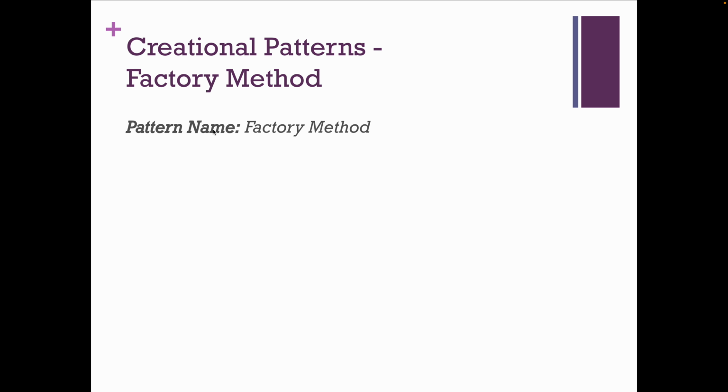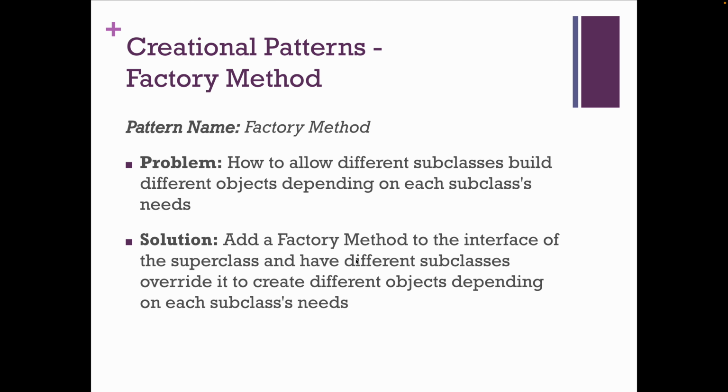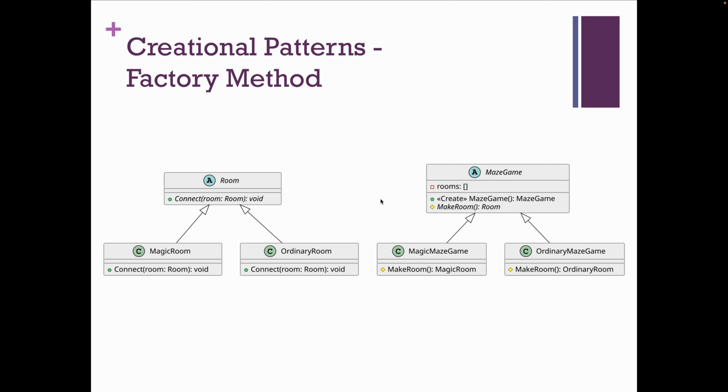But next pattern is factory method. This one is about having different subclasses build different objects depending on their needs. So factory method is like a mini version of abstract factory. Abstract factory was like this class that built many related objects for something. Factory method is like taking one of those methods only on an abstract factory and putting it on a normal class. And if a normal class has subclasses, every subclass might need a different type of that object, so they will just override that method.